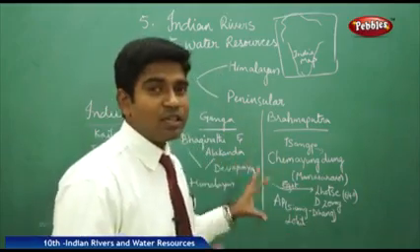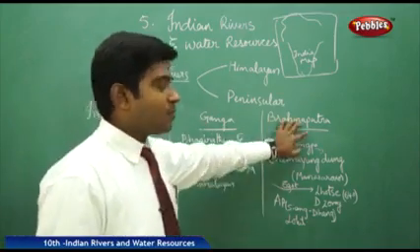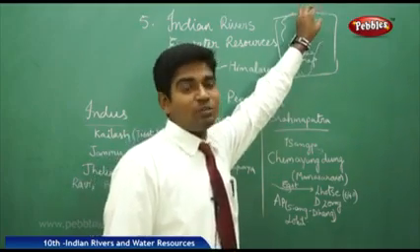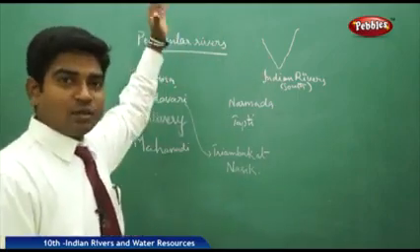This is the origin of the Himalayan rivers. We have 3 major Himalayan rivers, that is Indus, Ganga and Brahmaputra. Almost all originate from the Himalayas, from the same place nearby Manasarovar lake. Now moving on to the peninsular rivers, we have discussed the Himalayan rivers.